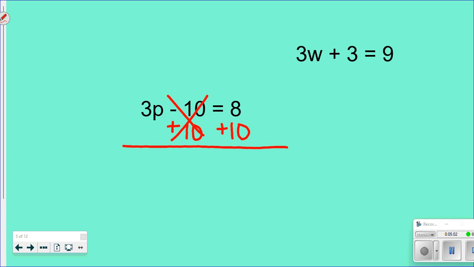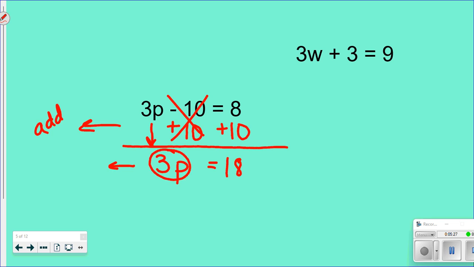So 8 plus 10 is going to be 18. Now I'm going to bring down everything else in this equation I did not use yet. So I'm going to bring down my 3p. Okay, so this step, I did my addition. Okay, now what do you think this step's going to be? This is like just that one step equation, we have multiplication. So if I have 3p equals 18, what am I doing here? I'm multiplying, and I'm going to divide by 3 to get rid of it. I'm going to do it on both sides, and I have p equals 6.